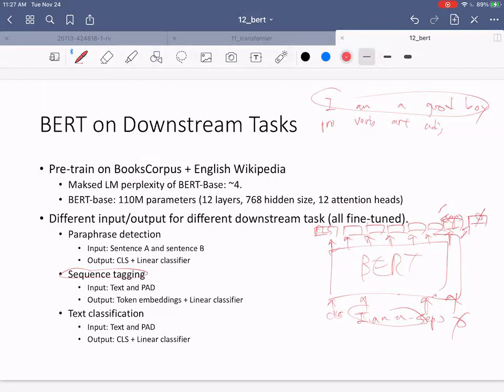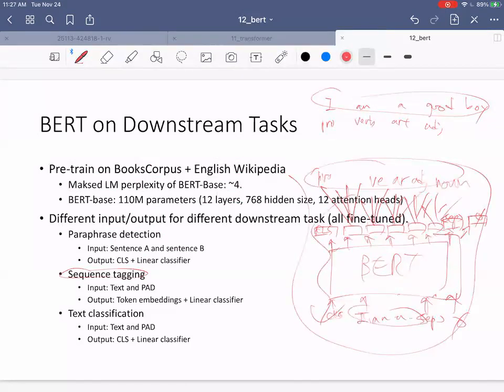All you do is take this and classify it into a different part of speech, classify this into a different part of speech, and this into a different part of speech, like this. So this should be a pronoun, this should be a verb, this should be an article, this should be an adjective, and this should be a noun. That's how you do sequence tagging using BERT. Of course, you need to fine tune all of this end to end, starting from here all the way down to here.